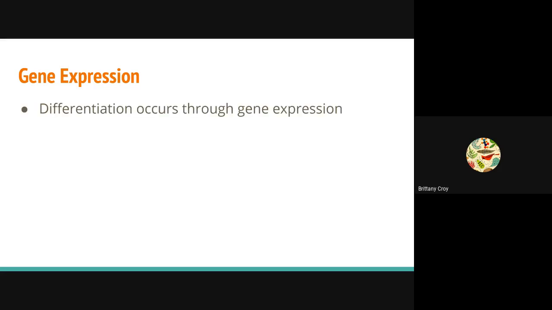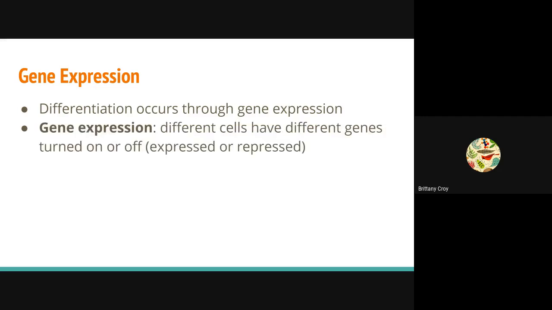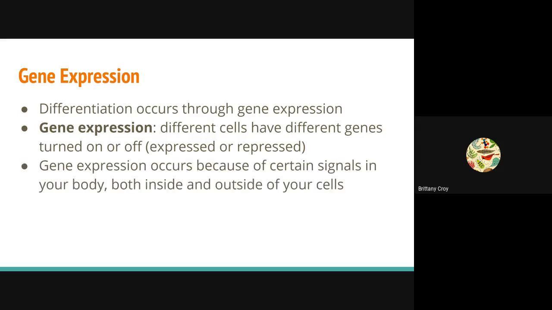You might be wondering how this happens. Gene expression is the key to differentiation. Take a minute, you should remember gene expression from our protein synthesis chapter. Gene expression describes how different cells have different genes turned on or off, also known as expressed or repressed. For example, we talked about how prokaryotes use operons to be able to turn their genes on and off. This is the kind of trick to differentiation. Gene expression occurs because of certain signals in your body, both inside and outside of your cells.